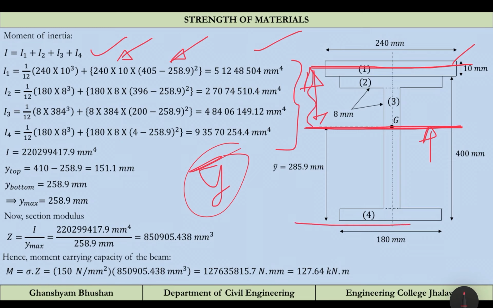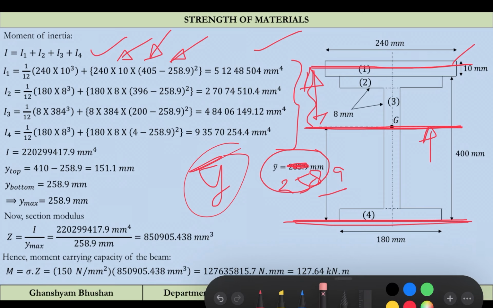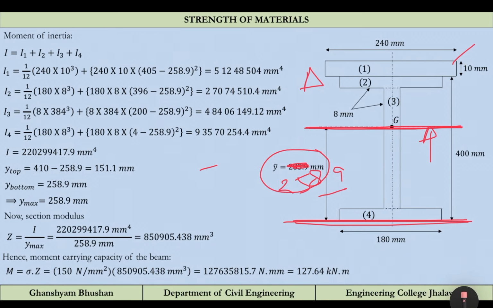So we have the centroidal distances from the bottom of the beam. It was 405 and this is 258.9. So we just have to subtract the centroid of the whole section from the centroid of that particular beam from the reference axis. Anyway, you can put the values or calculate the distances, but this is the simplest way. Similarly, you can calculate all the moments of inertia I1, I2, I3 and I4.